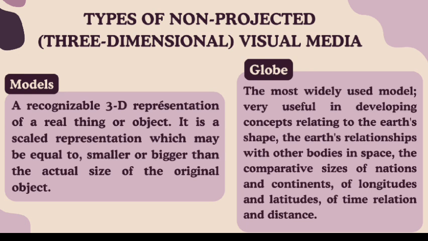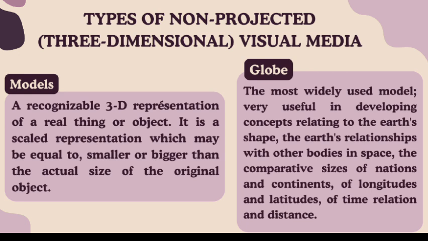And these are some examples of the three-dimensional objects. First is the model. A model is a recognizable 3D representation of a real thing or object. It is a scaled representation which may be equal to, smaller, or bigger than the actual size of the original object. So the model is like a replica of an object. It could be the same size of the actual object or the smaller version or the bigger version of it. For example, in the science laboratory, we have the 3D model of the skeleton.